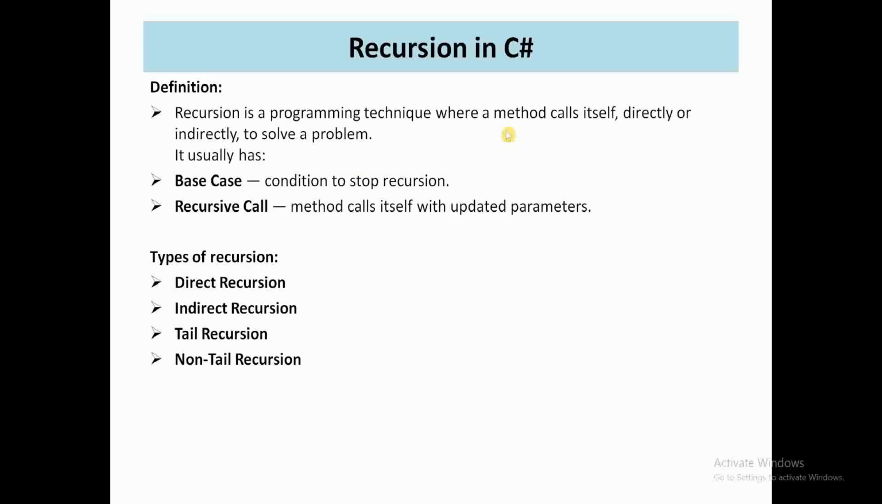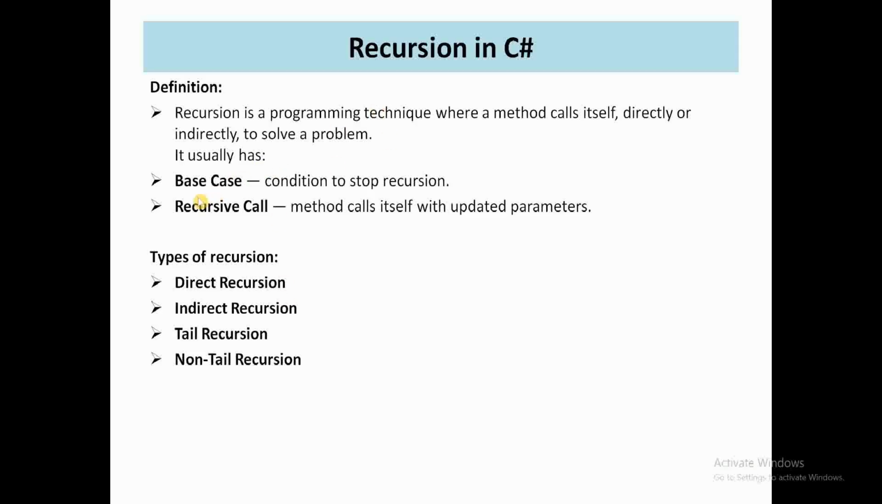Next one we have is recursion in C#. So what is recursion? As we already studied recently, calling a method inside that particular method is recursion. Recursion is a programming technique where a method calls itself directly or indirectly to solve a problem. It means if we want to call that particular method inside that method under some conditions, that is known as recursion.